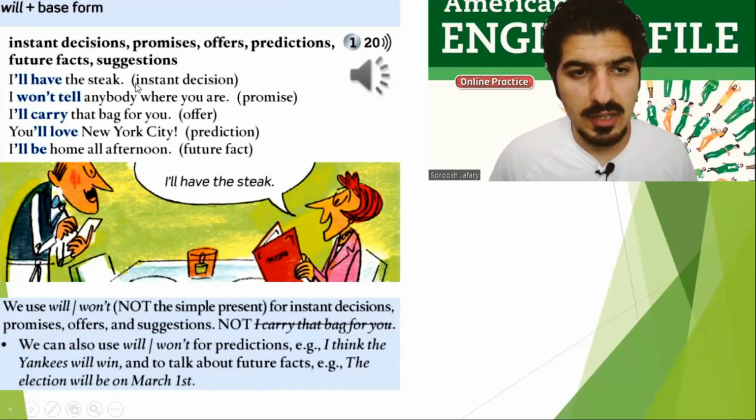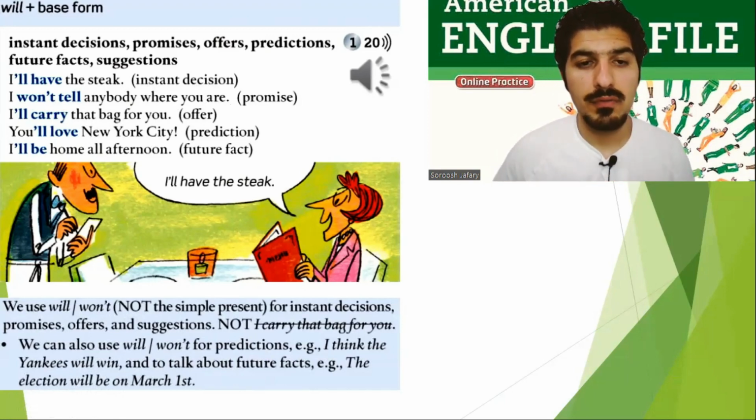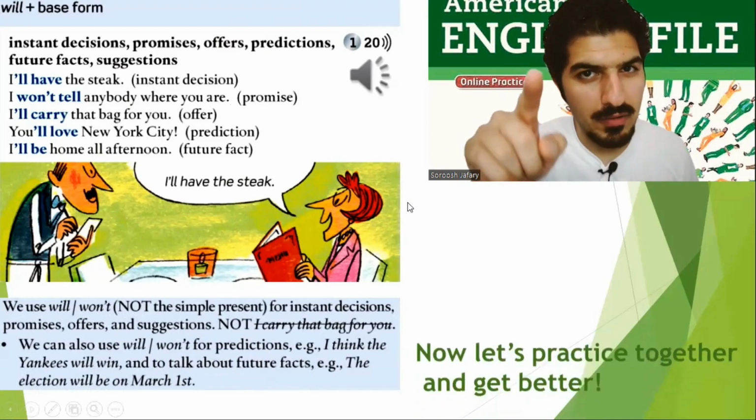I'll have the steak. That's the instant decision. I won't tell anybody where you are. Promise. I'll carry that bag for you. Offer. You'll love New York City. Prediction. And I'll be home all afternoon. Future fact.